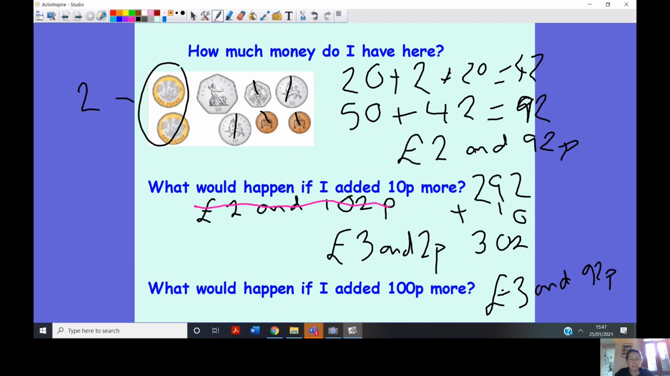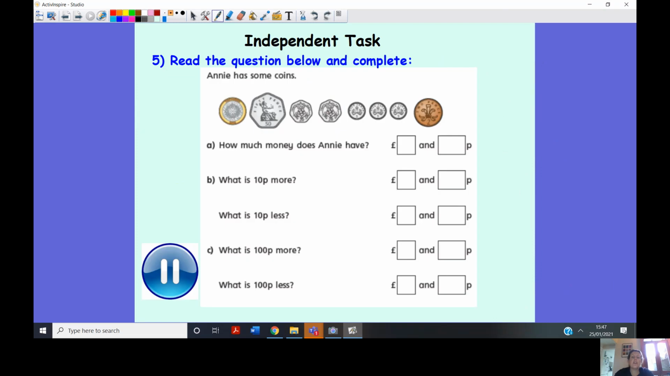Okay, got another part of your independent task. So you need to read the question on the screen, and it's counting some coins. You need to say how much money Annie has, and going 10 more, 10 less, 100 more, 100 less. Just remember what we did in the previous examples, looking at what happens when you cross over, say, 100 pence, and seeing what happens to the amount of pounds. Okay, press pause, and when you're ready, press play, and we're going to go through the answers straight away.